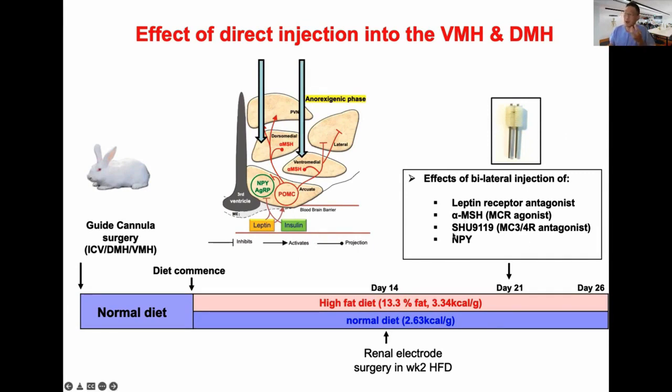Another drug is called SHU9119, which is the blocking agent of this alpha MSH hormone. And also NPY is the opposite hormone, which increases appetite. So we investigated whether this pathway is also changed in the brain with diet-induced obesity in adult animals. With a similar diet regime, we fed the rabbits a high-fat diet or a normal diet for 3 weeks, and we gave these drugs directly into the ventromedial and the dorsomedial hypothalamus.